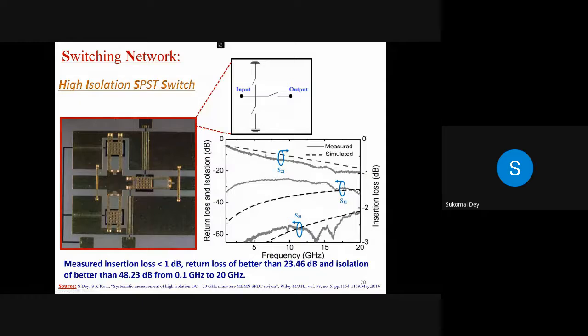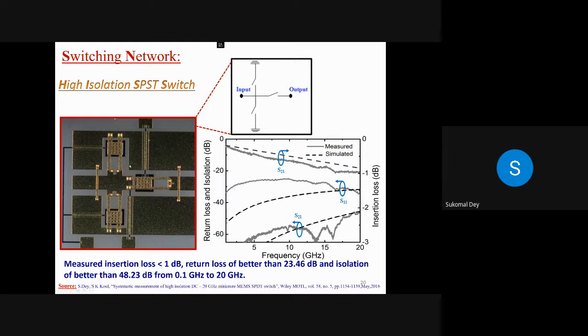Whereas the insertion loss, because you are increasing the number of control elements, obviously, initially your insertion loss was 0.5 dB, but here it is just double. So it is close to 1 dB. But up to 20 gigahertz, this 1 dB is still acceptable. If you look at the matching, matching is not adversely affected. The matching is better than 23 dB.